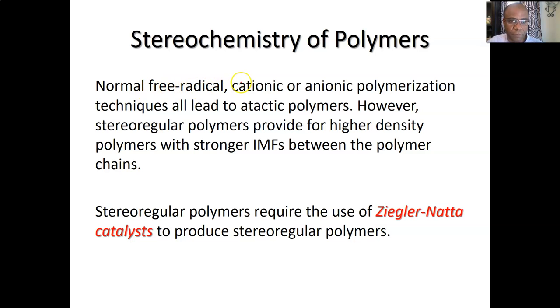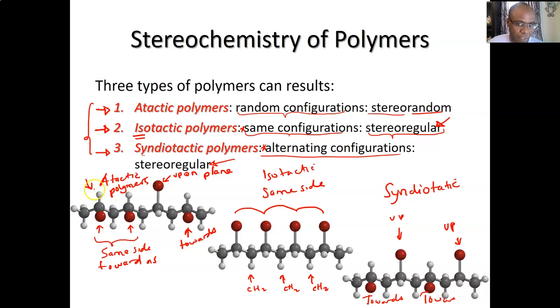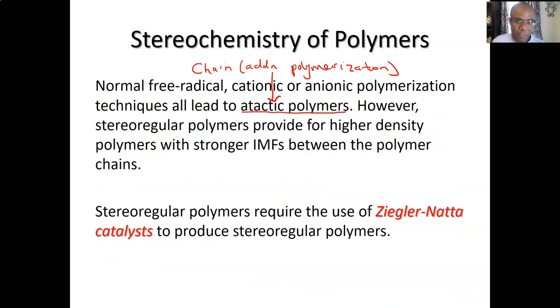Now, the free radical. So let me talk about chain or addition polymerization. This chain addition polymerization will commonly lead to formation of atactic polymers. Remember what we said, atactic polymers have a random configuration, because you really don't know how the approach of the next monomer will be done. You don't know how the monomer will approach the already building radical or cation or anion. So atactic polymers are commonly formed from chain addition polymerization.